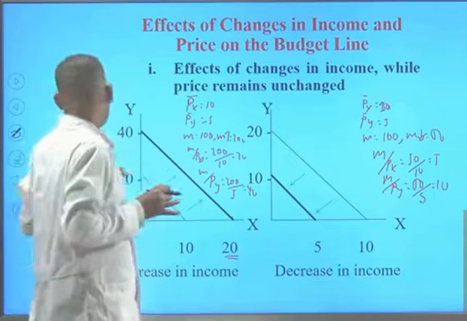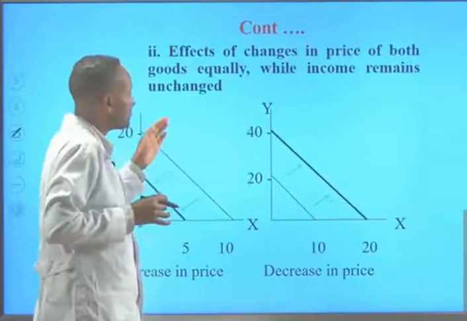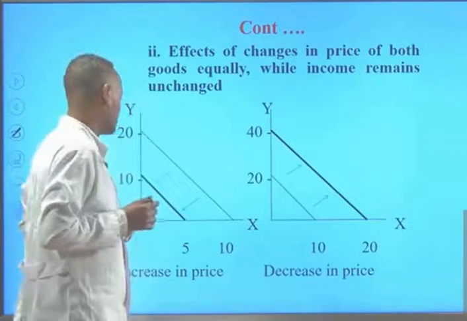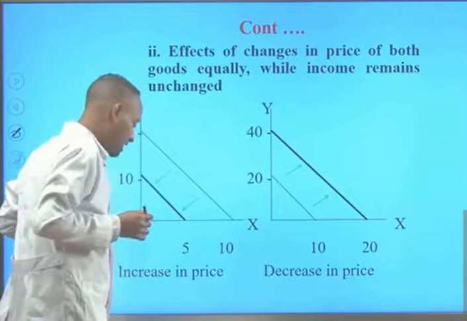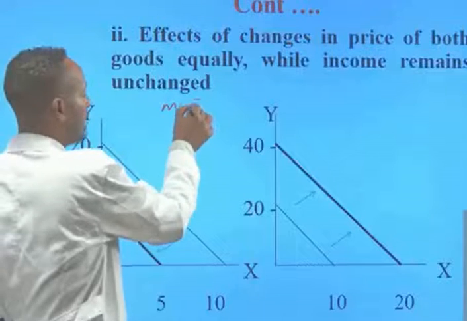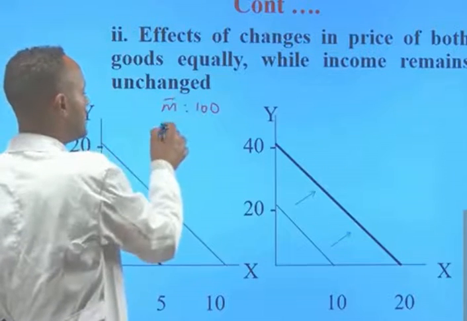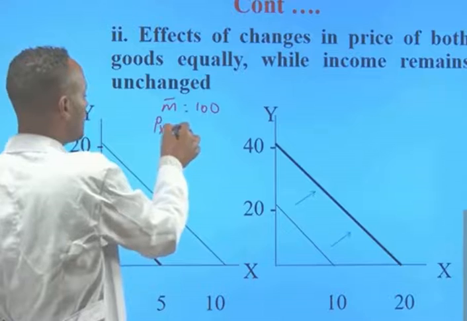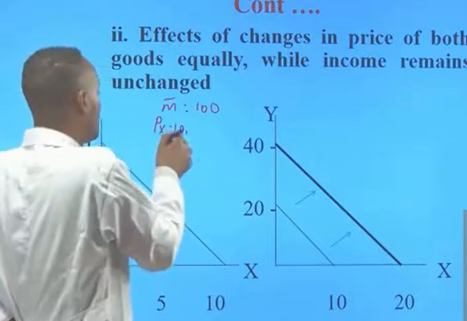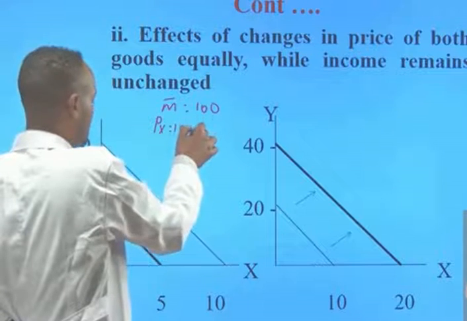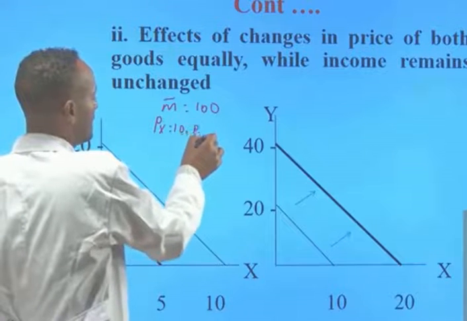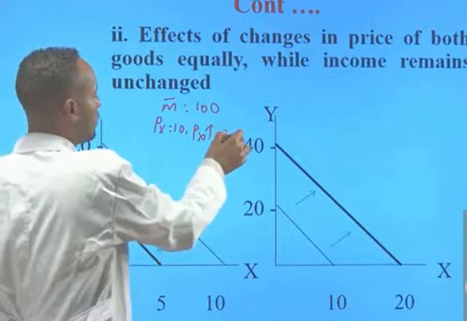Now let's see the effects of changes in price of both goods by equal percent while income of a consumer remains unchanged. First of all, let's see the increase in price of both goods by equal percent. That means the income of a consumer was 100 birr, it remains unchanged, but the price of commodity X was 10 birr. Now let's see the effects of increase in price of X. If there's a rise in the price of X, let's take the price of commodity X is doubled and it increased to 20 birr.